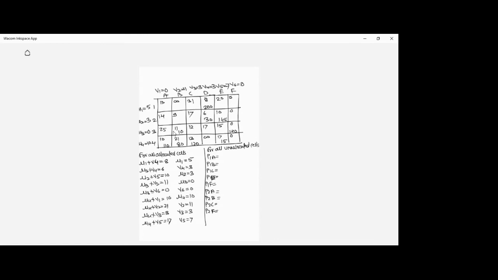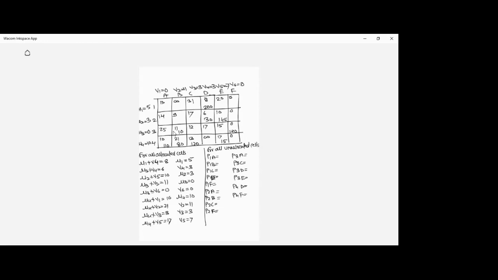Next we have p3a, p3c, p3d, and p3e. We have p4d and p4f to be found out. So p1a, so let's find out.